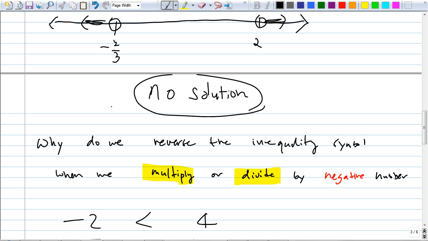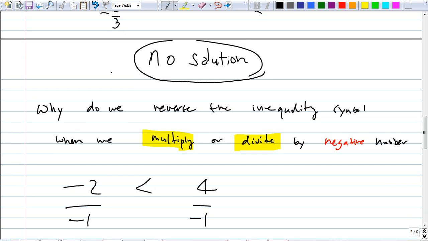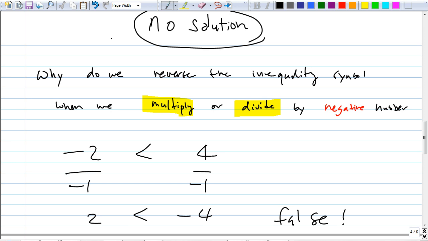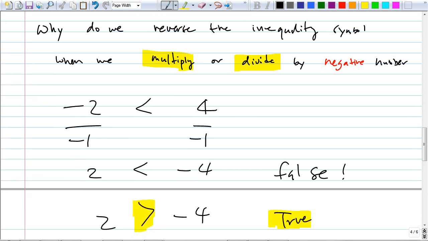Now, look what happens if I try to divide both sides by negative 1. If I kept the inequality symbol as it is, do I get a true statement? No, I get 2 less than -4. Is that true? No, this is not true. Therefore, in order to make this inequality true, guess what? You have to reverse. That's the reason why when you divide both sides by negative, you have to reverse the inequality symbol. Does that make sense?